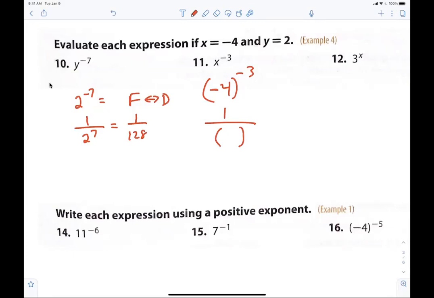1 over what? No, come on, Mikey. Tell him. 1 over -4 cubed. Yeah, 1 over -4 cubed, right? You with me? Now, if you want to convert that, everybody can do. And that would be -1 over 64. Is everybody able to do that?